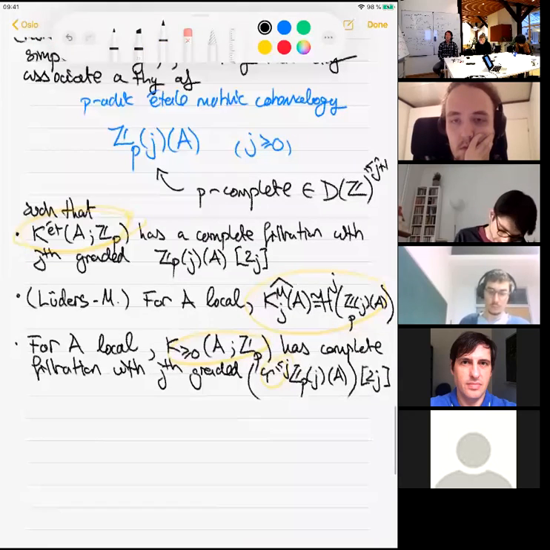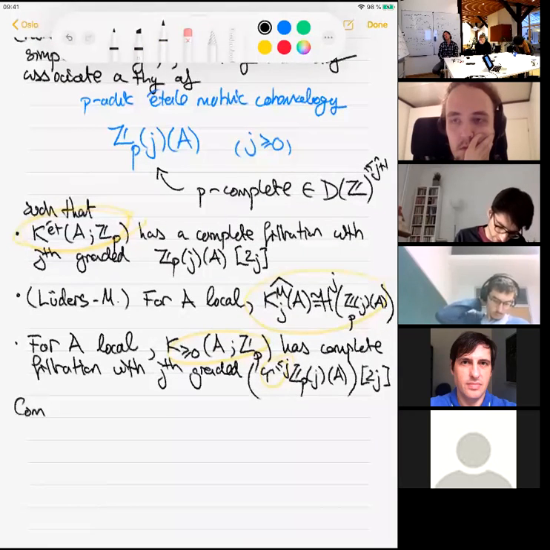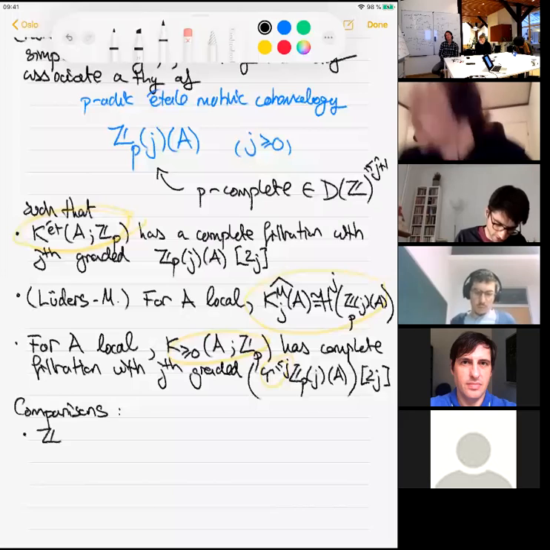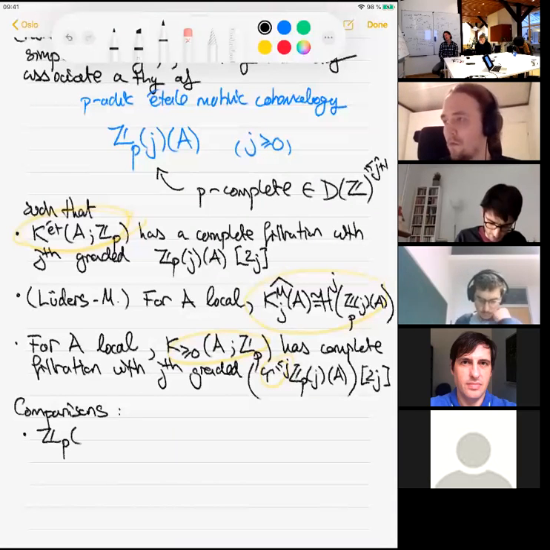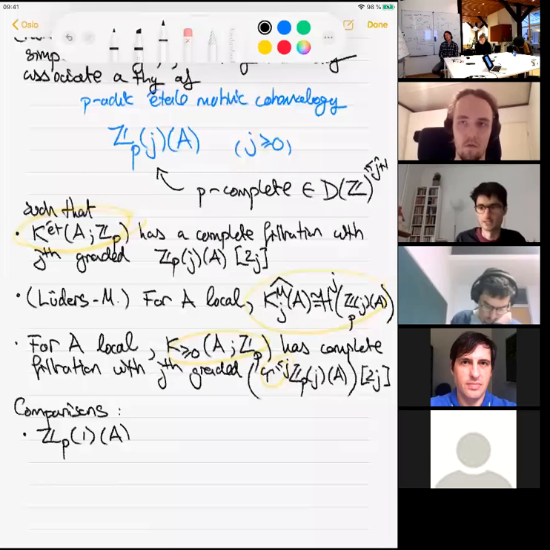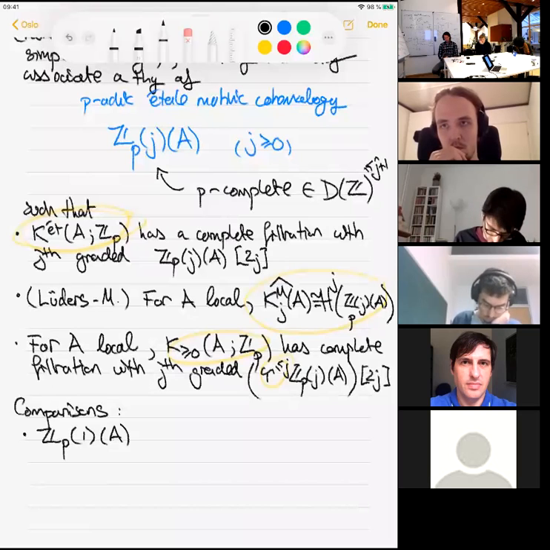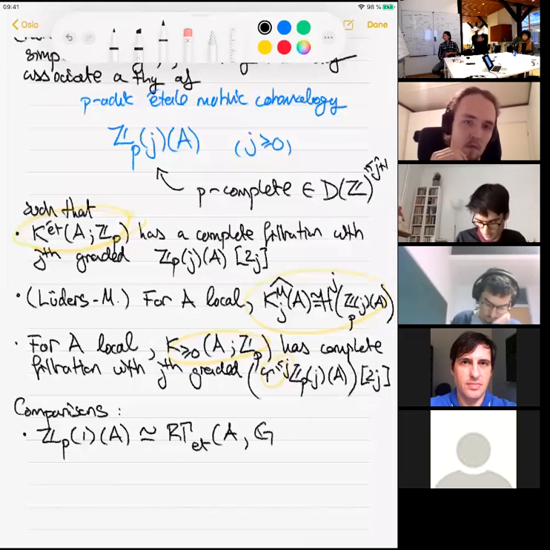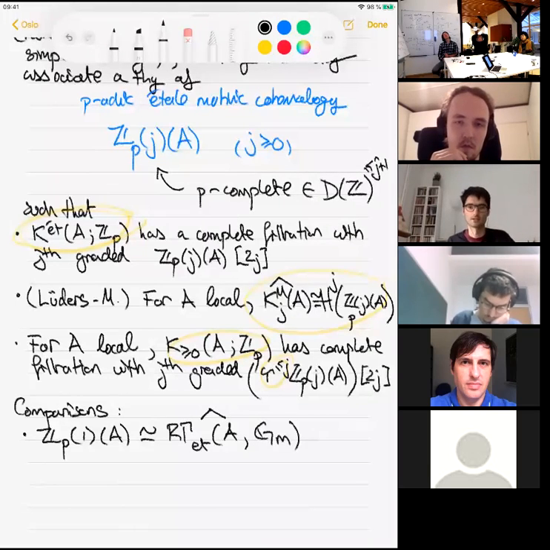We also have some, let me continue to state some properties. So firstly, there's a couple of comparisons. In weight one can compute it. It's always good. And it's given as one usually expects for a theory of étale motivic cohomology. Namely, it's just the étale cohomology with coefficients in G_m, and then again I need to p-adically complete.